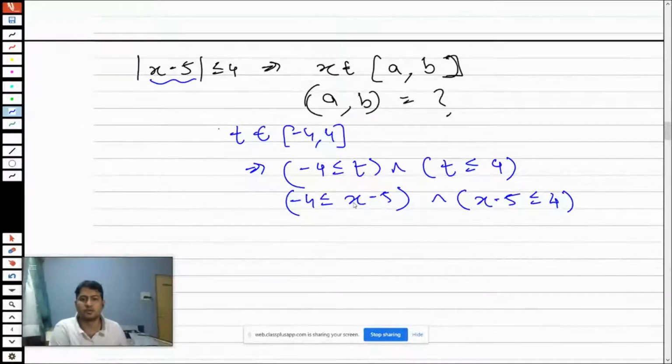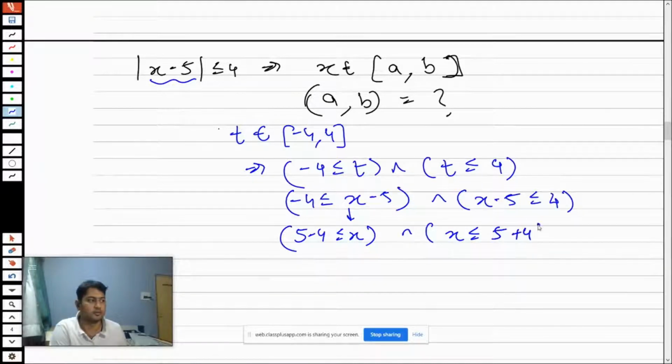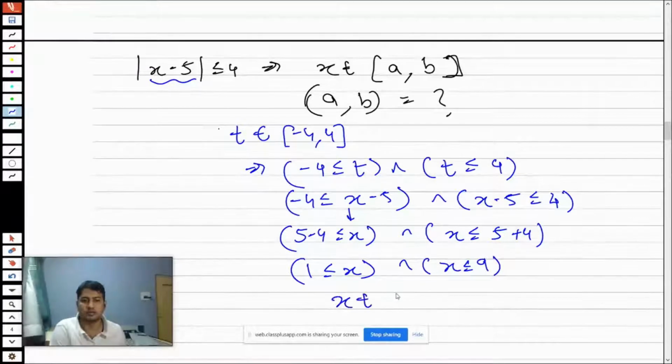So this thing becomes, you can take this minus 5 here. So this becomes 5 minus 4 less than equal to x, and x less than equal to 5 plus 4. So you get 1 less than equal to x and x less than equal to 9. So x belongs to 1 to 9. So this implies that a equals 1 and b equals 9.